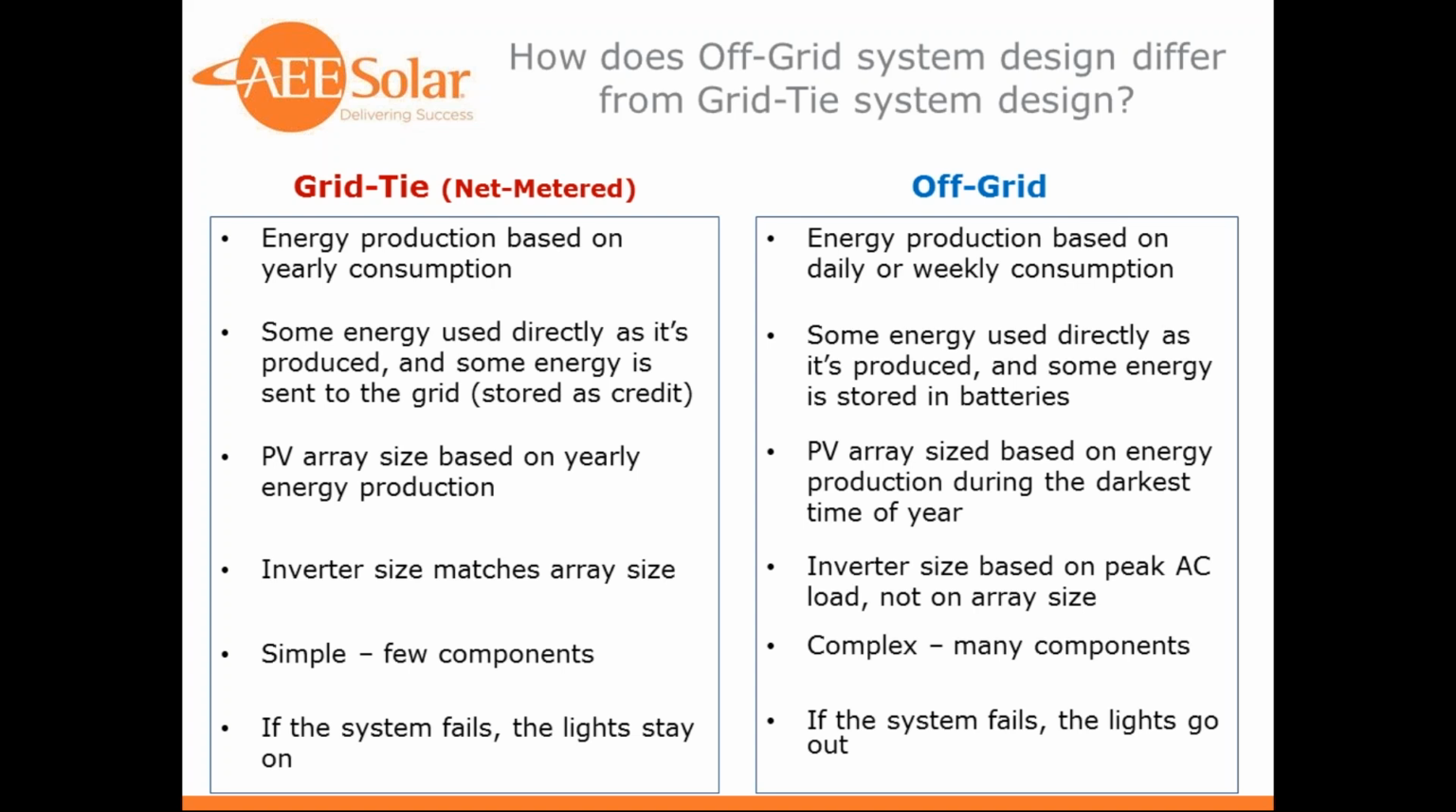In a grid tie system, some of the energy is used directly as it's produced, because in general it's done at AC through a grid tie inverter. And some of the energy is sent to the grid and is stored as credit in a net metered system. In an off-grid system, energy can be used directly during the day, or stored in batteries or other storage devices. In a grid tie system, the PV array size is based on the yearly energy production.